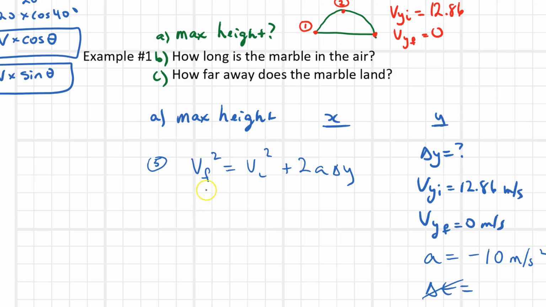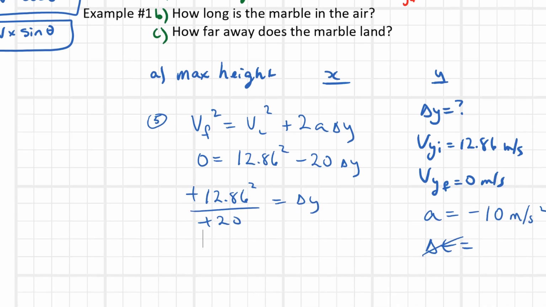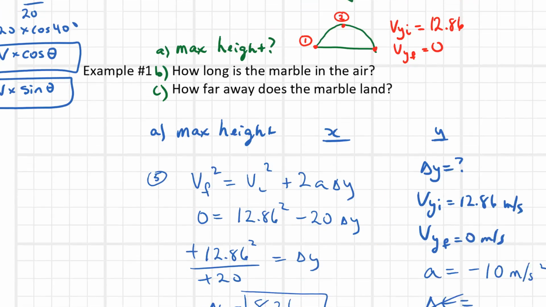So the final velocity was 0. It was equal to 12.86 squared plus 2 times negative 10, so I can say minus 20 delta y. I'm going to have to subtract that 12.86 squared from both sides. So I'll get negative 12.86 squared divided by negative 20 is equal to delta y. So my negatives are going to cancel each other out. When I get my calculator out for that one, what do I get? I get delta y is equal to 8.26 meters. So that would be the maximum height. So that would be their answer to the first question, which was not on your sheet.